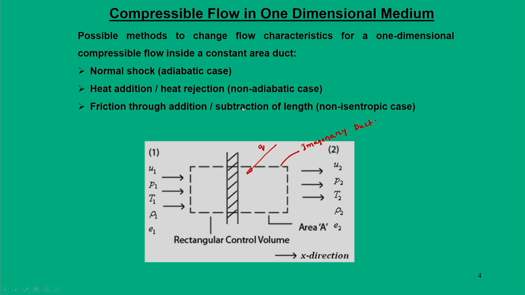So, our main focus is what will happen to a compressible flow when heat is added. The possible situation could be that condition 1 is subsonic or supersonic. Now, if condition 1 is subsonic, what will happen to the downstream situations?